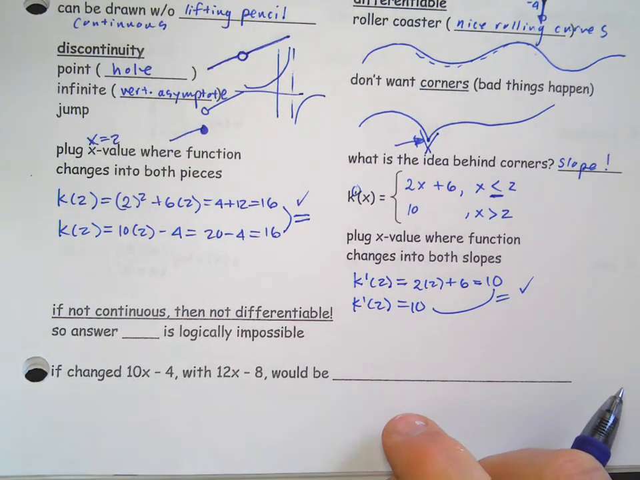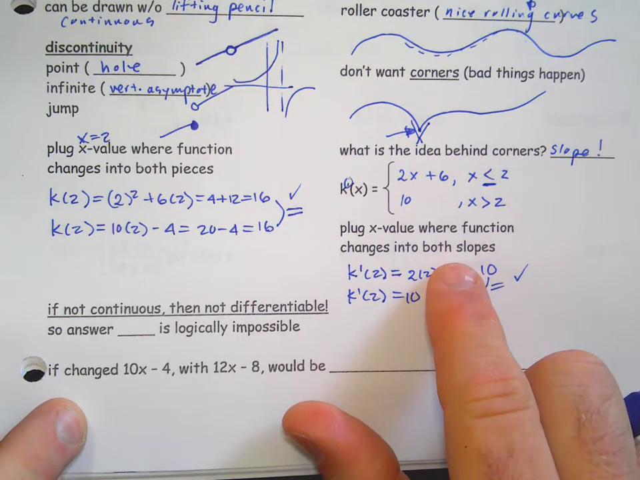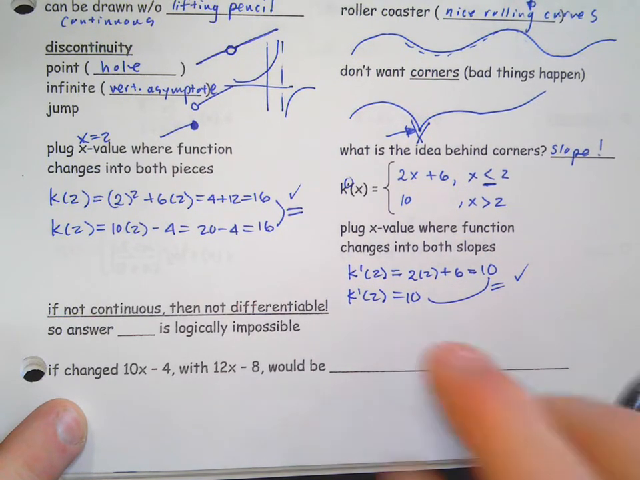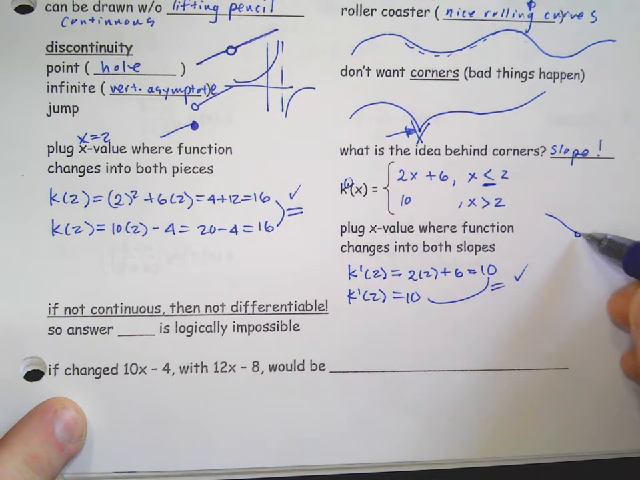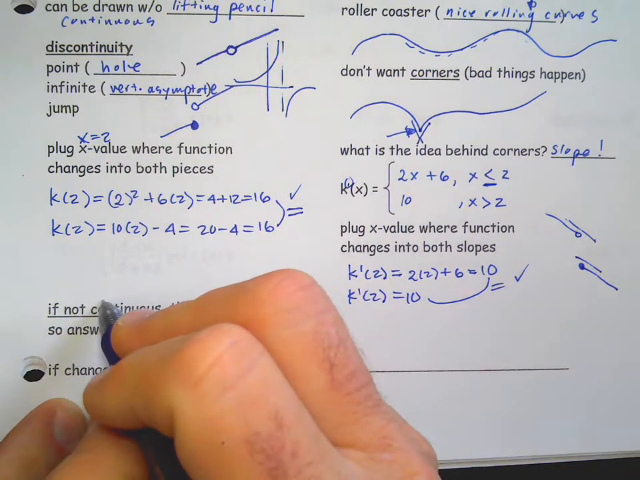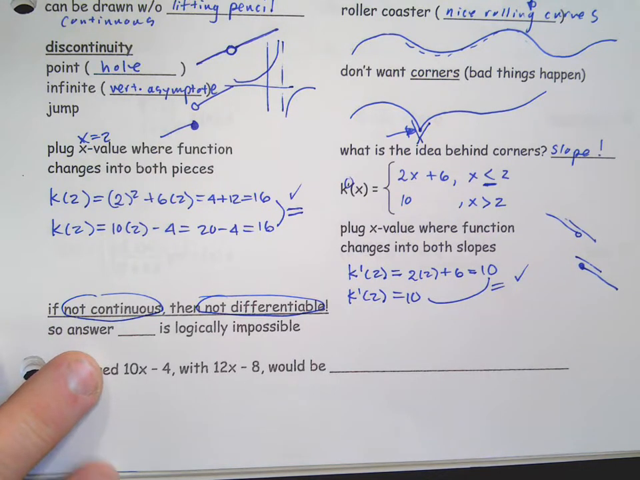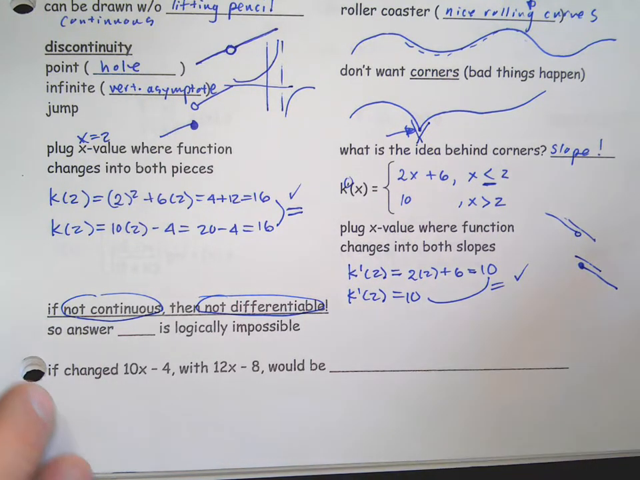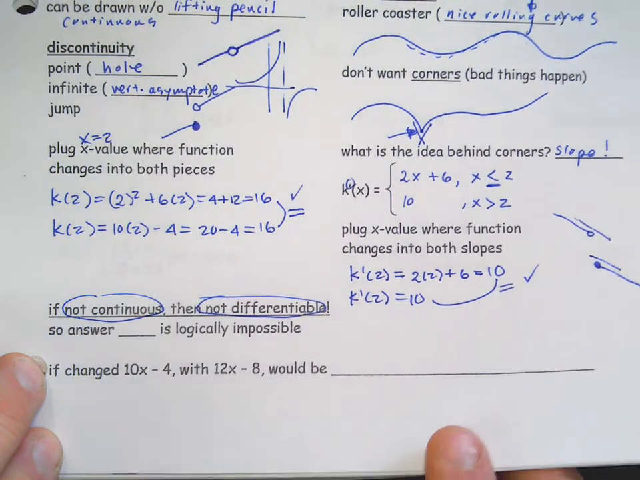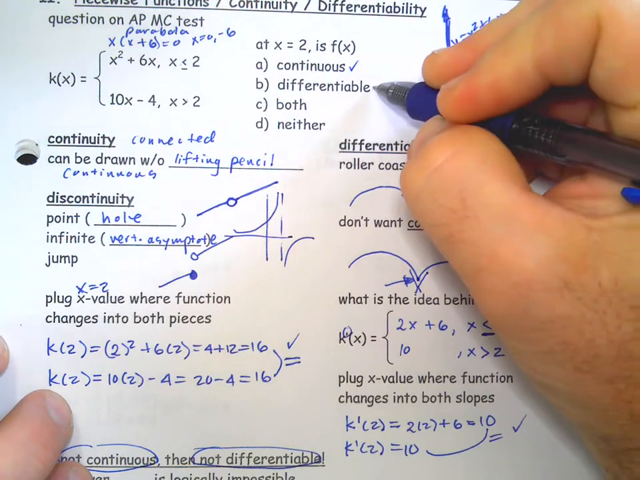Now, there's this requirement, though, that for you to have a smooth graph, it has to be continuous. You can't be like, oh, well, the slopes are the same, but there's a jump. Well, that's not smooth. Think roller coaster example. That's not good on a roller coaster, right? If it's not continuous, then it's not differentiable. So you actually have to look at the continuity also.